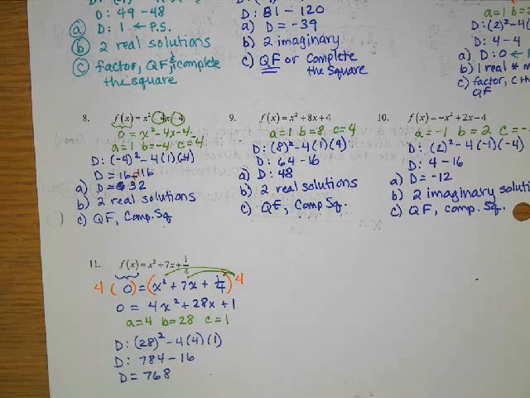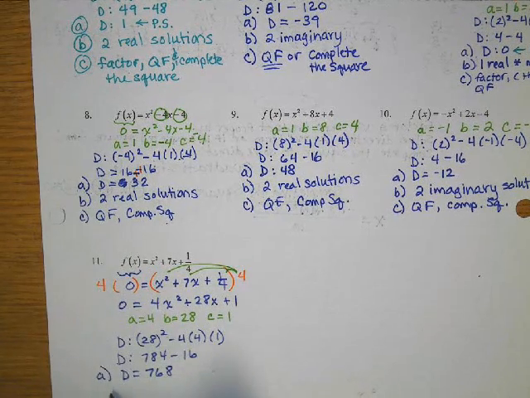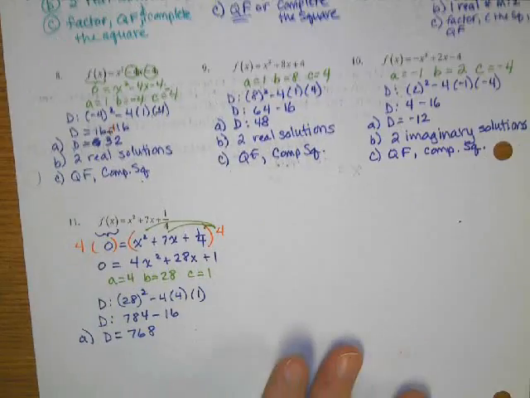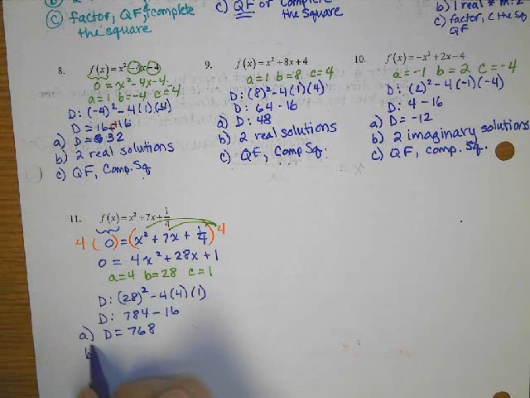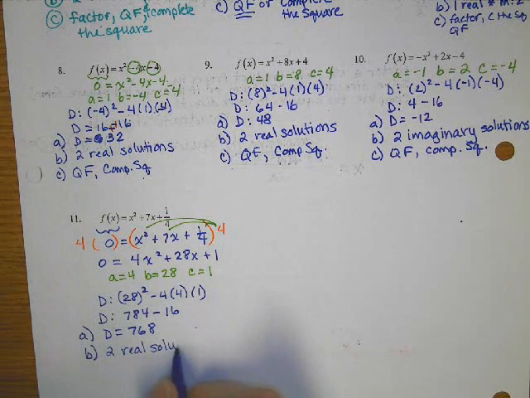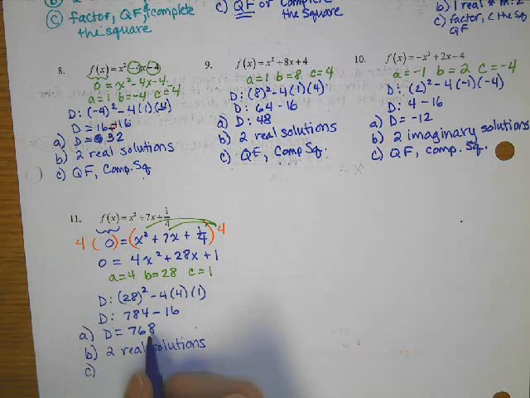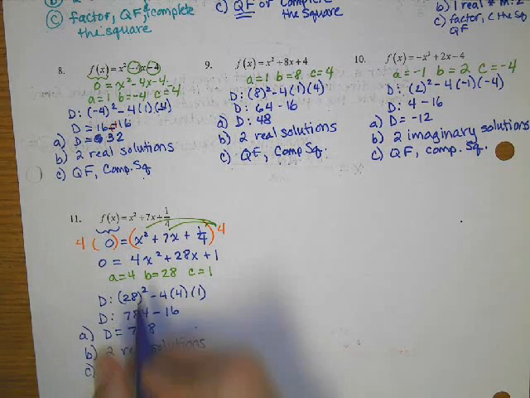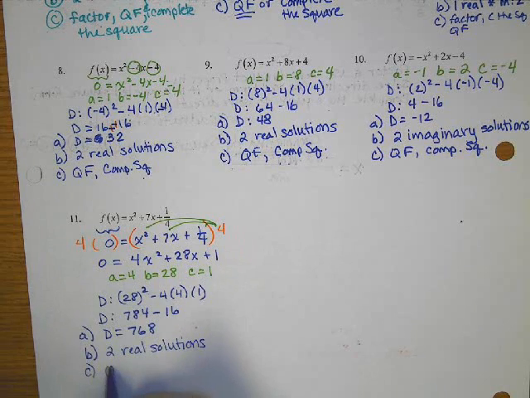And let me double check. I don't think it's a perfect square, but it's worth checking. It is not. So part A, my discriminant has a value of 768. Part B, it is positive, so it has two real solutions. And part C, because it's not a perfect square, the only two I can use because it has all three terms is quadratic formula or complete the square.